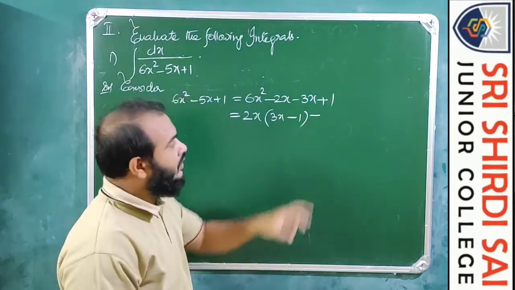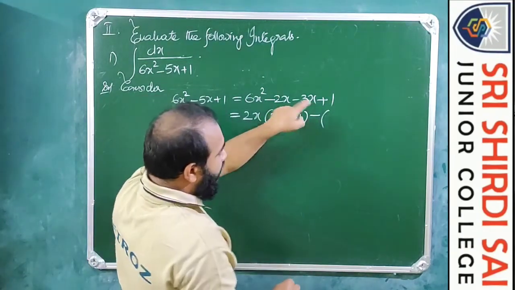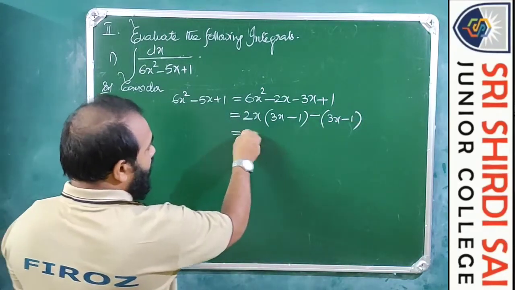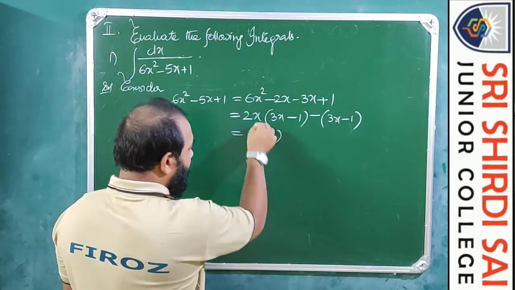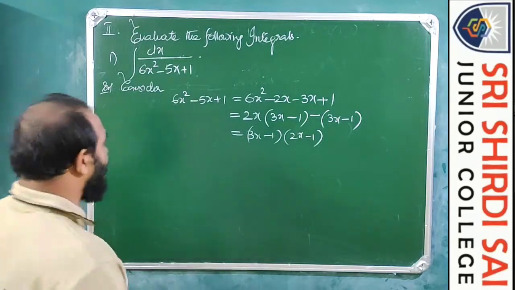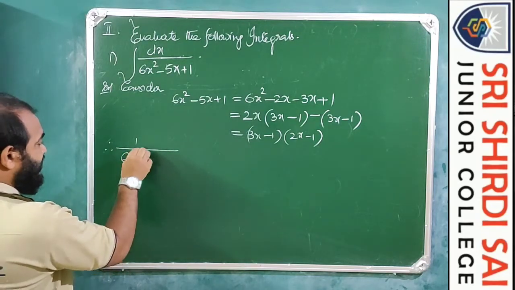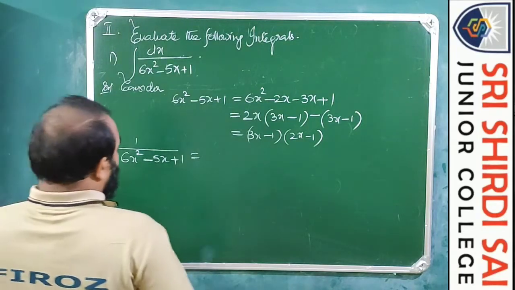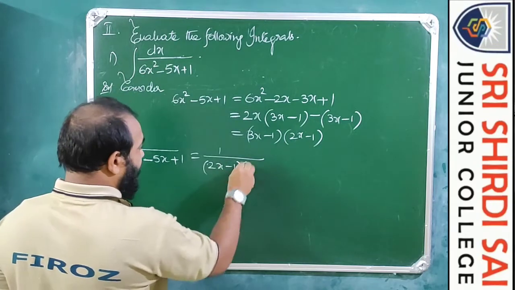Minus is there here, plus is there here. Take minus as common, then this minus 3x will become plus 3x and this plus 1 will become minus 1. Now 3x minus 1 is seen to be common. If you take 3x minus 1 common, then we will get 2x minus 1. Therefore 1 by 6x square minus 5x plus 1 is equal to 1 by (2x minus 1)(3x minus 1).